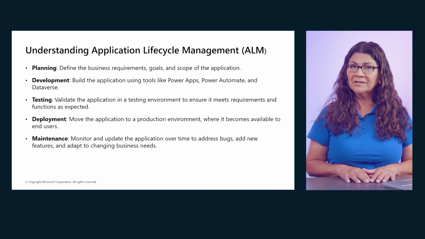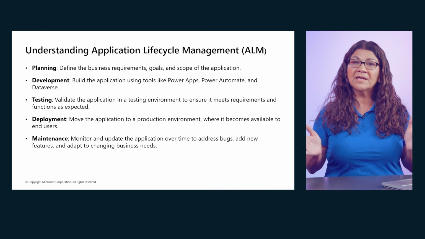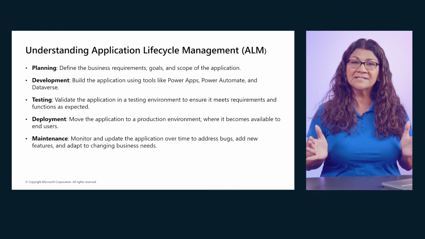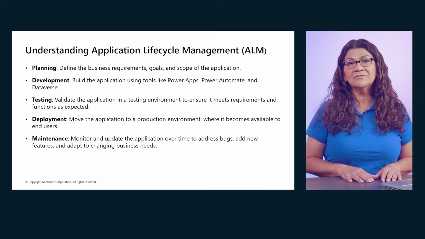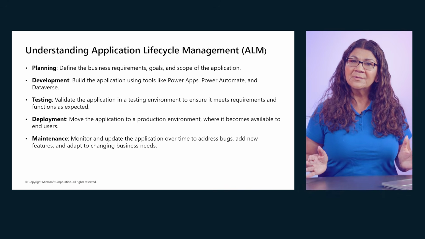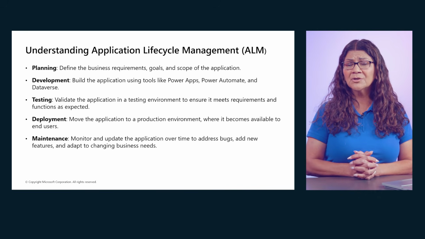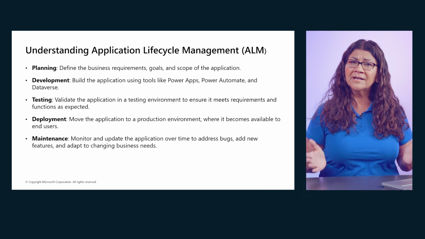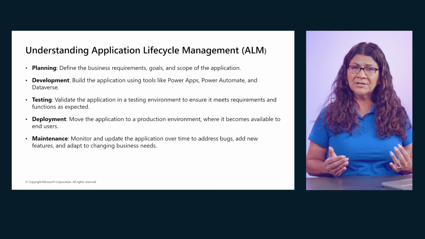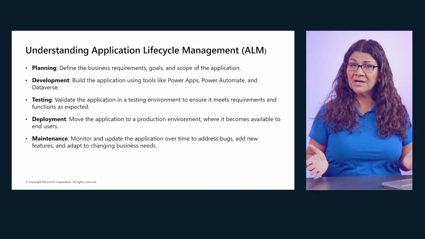Understanding Application Lifecycle Management, or ALM, is a structured process for managing applications within the Microsoft Power Platform in 5 key stages: planning, development, testing, deployment, and maintenance. ALM begins with planning, where business requirements, goals, and scope are defined through stakeholder collaboration. This ensures that the application aligns with strategic objectives.